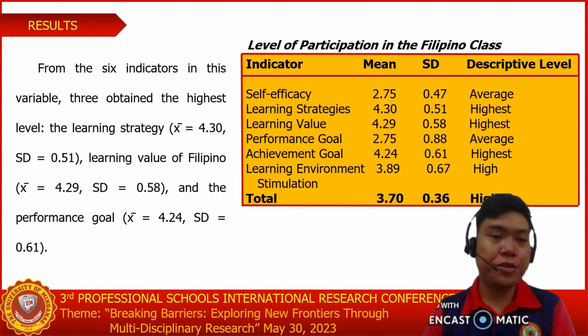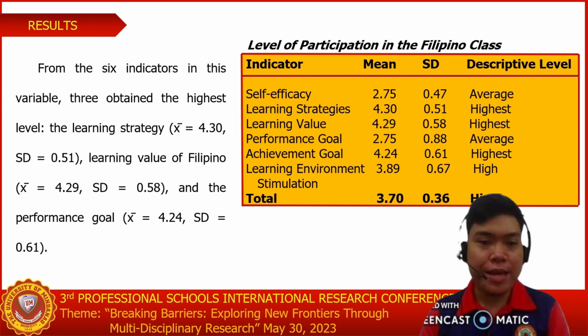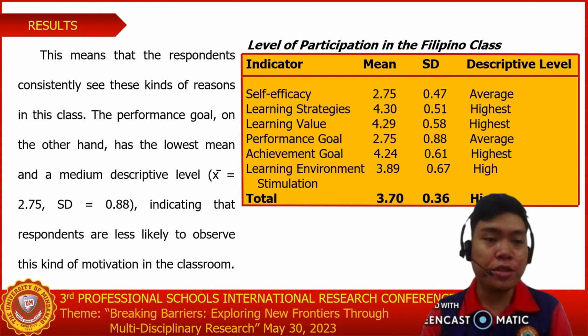From the 6 indicators in this variable, 3 obtained the highest level. The learning strategy had an average mean of 4.30, learning value an average mean of 4.29, and the performance goal an average mean of 4.24. This means that the respondents consistently see these kinds of reasons in this class.